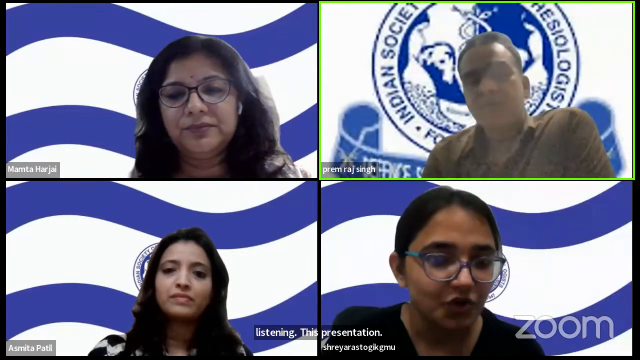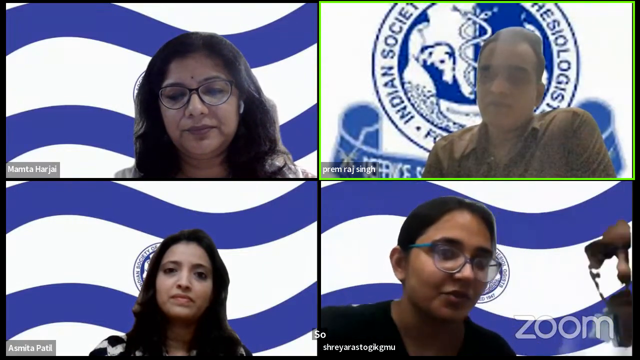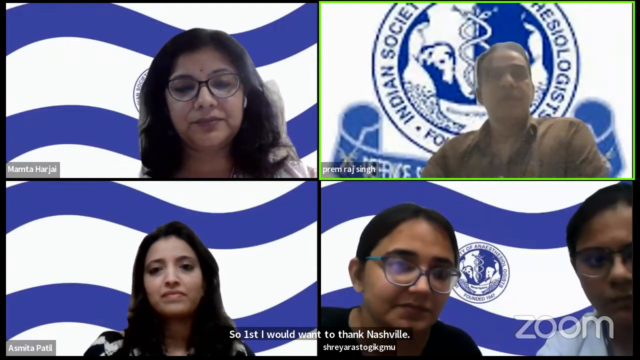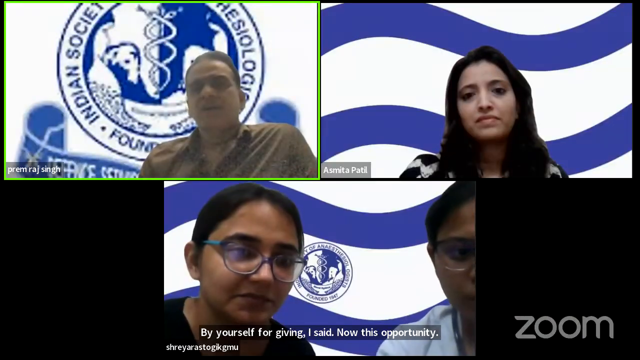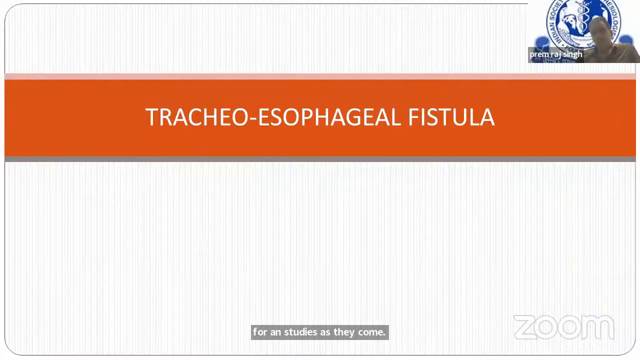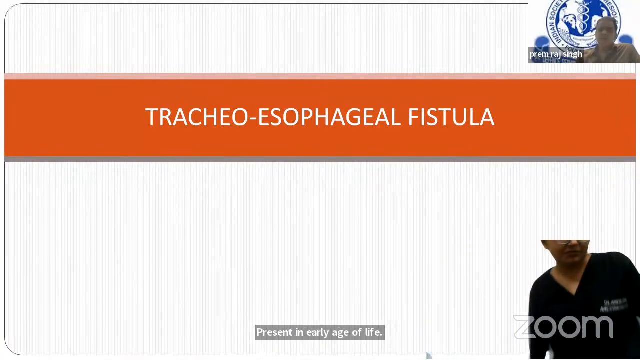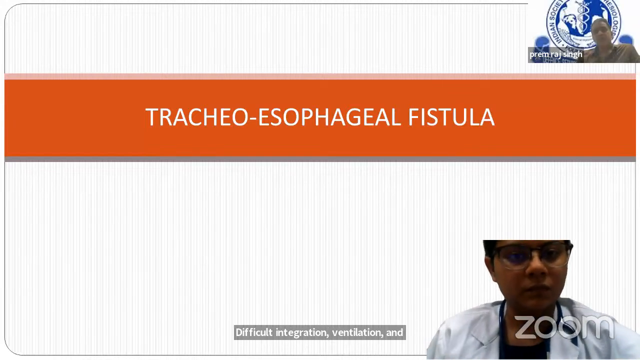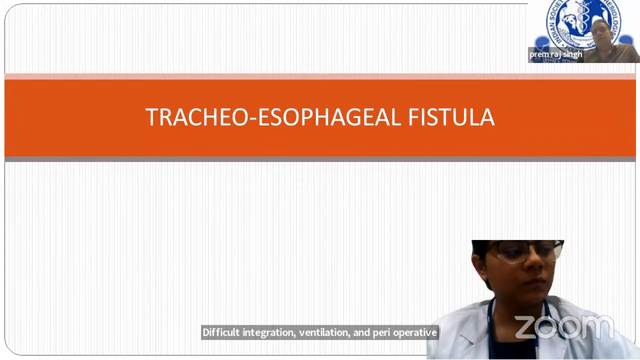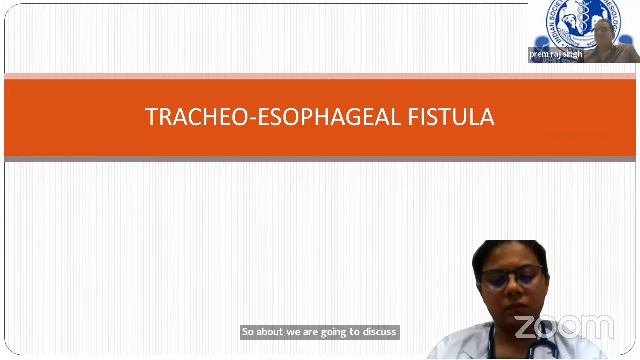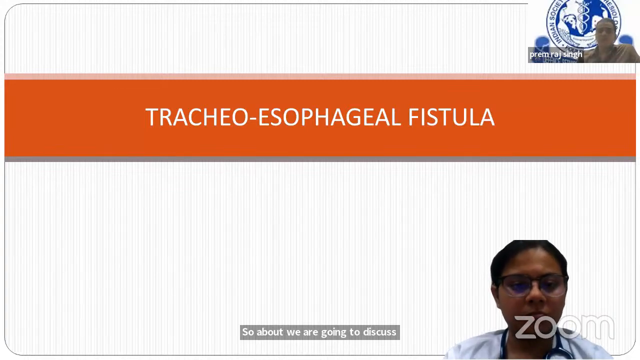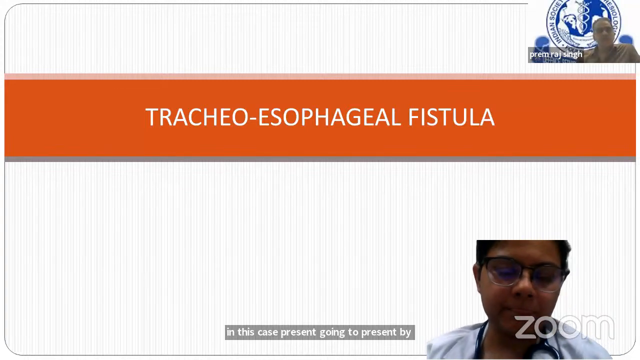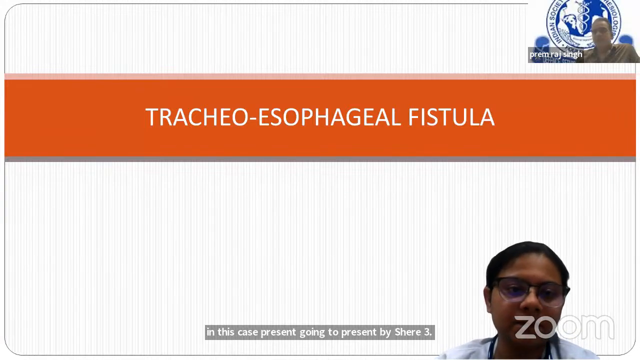First, I want to thank ISA National Bajwa sir for giving ISA Lucknow this opportunity. As we all know, tracheoesophageal fistula is a challenging case for anesthetists, as it presents in early age of life, and there is a chance of difficult intubation and ventilation, and perioperative management is very important. So we are going to discuss all these things in the case presented by Shreya Rastogi. She is JR3 in the Department of Anesthesia and Critical Care at King George Medical University, Lucknow. Over to you, Shreya. You can start.